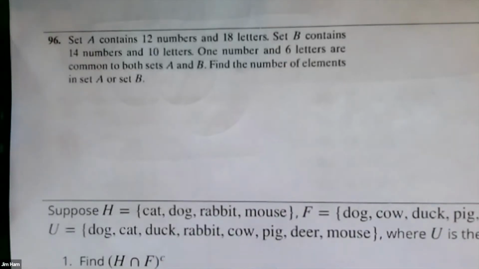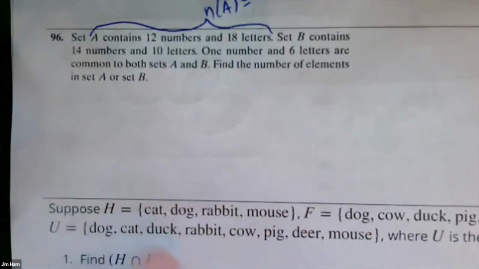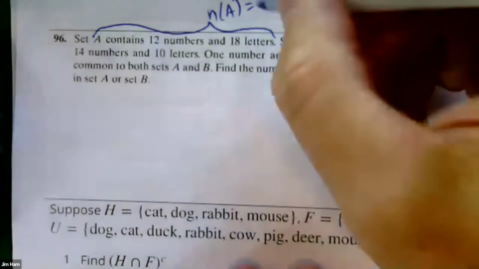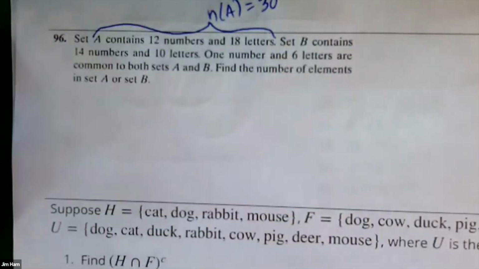Now here's kind of an application. You may see something like this. The set A contains 12 numbers and 18 letters. So the number of elements in A is what? Imagine you have a set. It contains 12 numbers and 18 letters. How many elements does it have then? Yeah, thank you, 30. Because elements in a set are either numbers or letters or symbols.